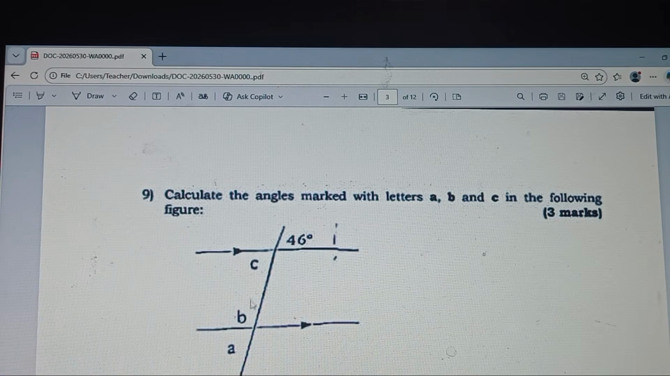Then you are asked to find B. The angle for B and the angle here are both the same, which means that the angles along that whole line make 180. So you take 180 minus 46, then you get the angle for B.